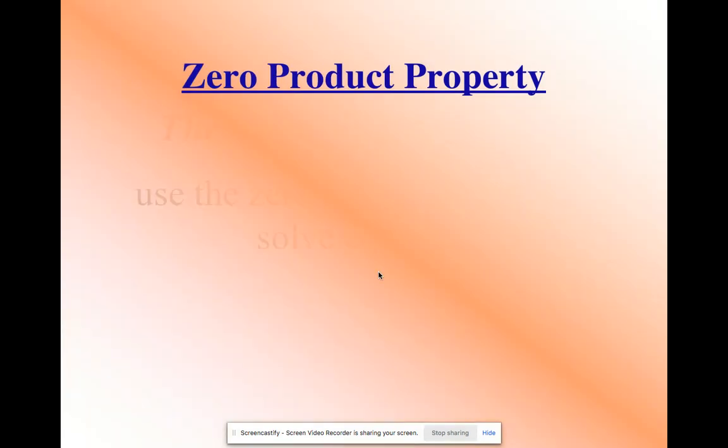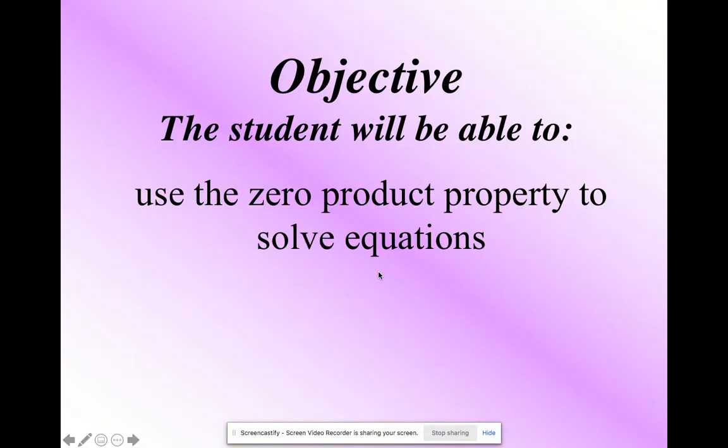What's up, Joel? So we are going to officially learn about the zero product property and how we solve equations using it. And so that's kind of our goal today. If you have any questions, let me know. After this, you can go ahead and start your activity.